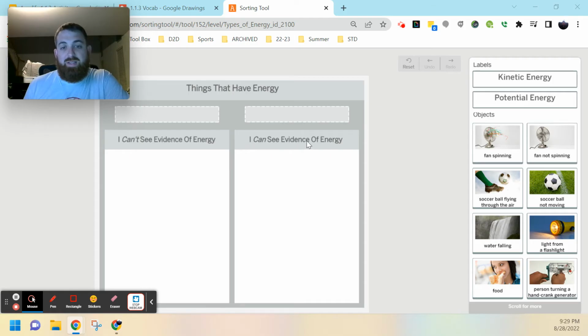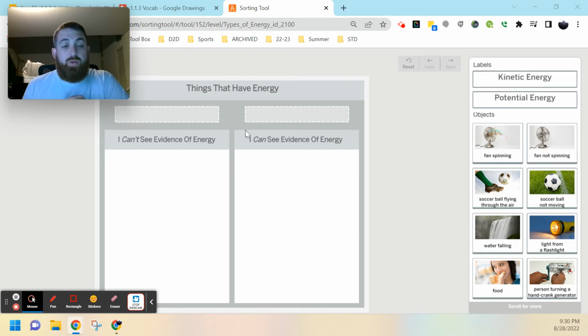So thinking about these first labels. This first one says, I can see evidence of energy. If you can see evidence of energy, ask yourself, what kind of energy would we see? Would we see kinetic energy or potential energy? Think of that definition and which one connects with that type of energy. The same is true for the other: I can't see evidence of energy, but I know it's there. Which one of those definitions fits with that idea of not being able to see the evidence, but knowing it's there? Is it potential or is it kinetic?